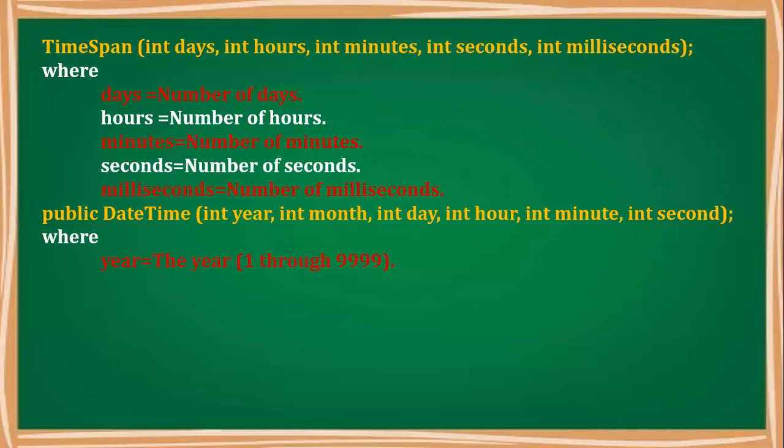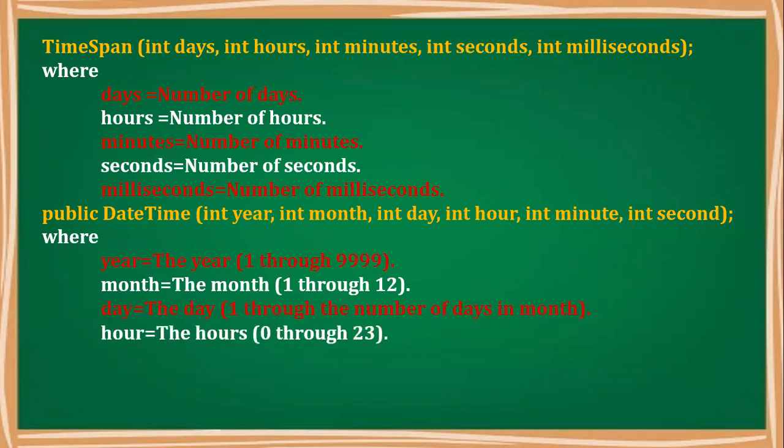Here again, the year will be 1 through 9999. Month obviously 1 to 12. You can give the value, an integer value range is there, that the particular date time constructor can accept. The day is obviously 1 through the number of days in the month. Sometimes it might be 1 to 30. If you are using February, it might be 28 or 29. Hours obviously 0 to 23, as a 24-hour clock is used. Minutes 0 to 59, 60 minutes. Seconds will also be 0 to 59, same as minutes.